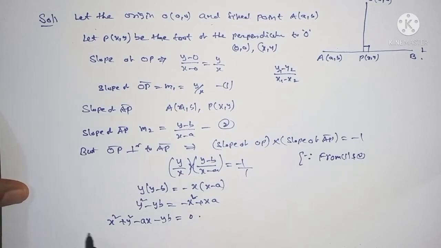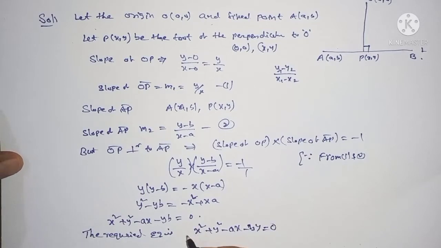Therefore, the required equation, our locus, is x square plus y square minus ax minus by is equal to 0. This is our answer. You can write yb or by, either way. Okay.